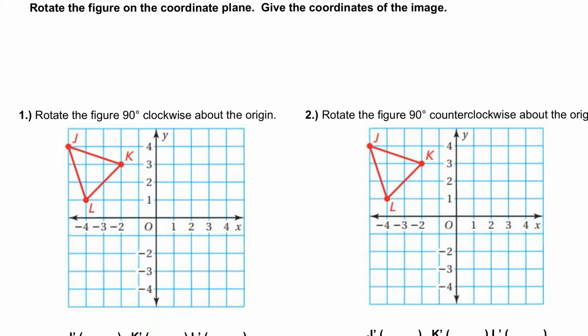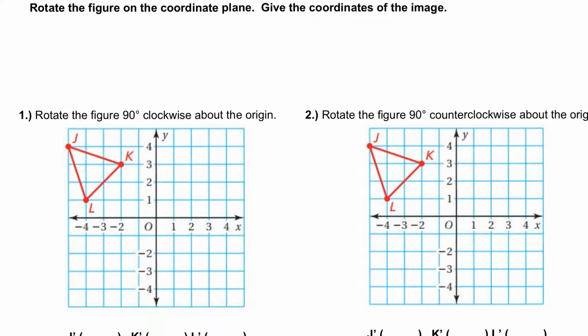So 90 degrees counterclockwise is the same as 270 degrees clockwise. Okay, either one of those answers would work. It'd be excellent if you could identify both answers there.